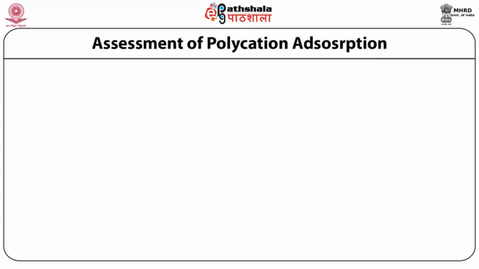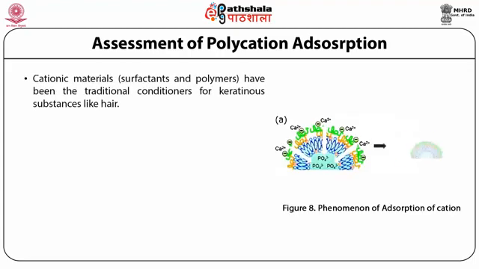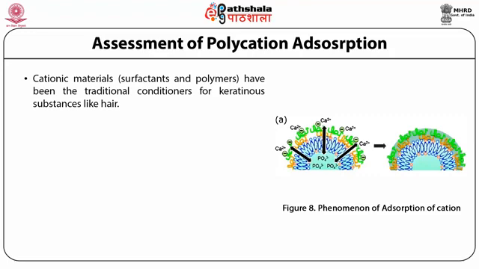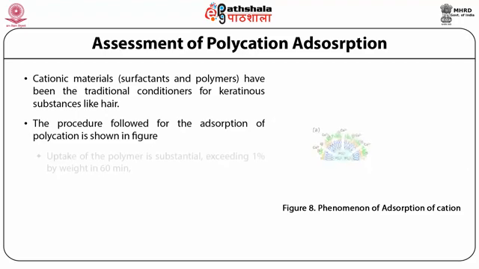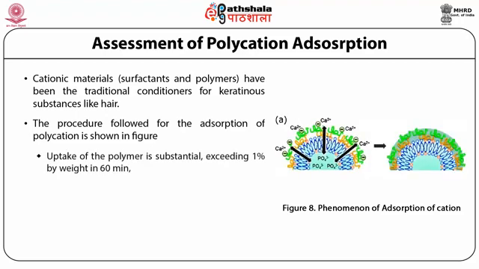Now coming to the assessment of polycation adsorption. Cationic materials, surfactants and polymers have been the traditional conditioners for keratinous substances like hair, and the radiotracer method is used for studying the physical interactions, including sorption of surfactants and polymers, with hair. The limited surface area of natural keratin, especially hair, has a nominal value of approximately 0.1 square meter per gram. The procedure followed for adsorption of polycation is shown in the figure, where uptake of the polymer is substantial, exceeding 1% by weight in 60 minutes.